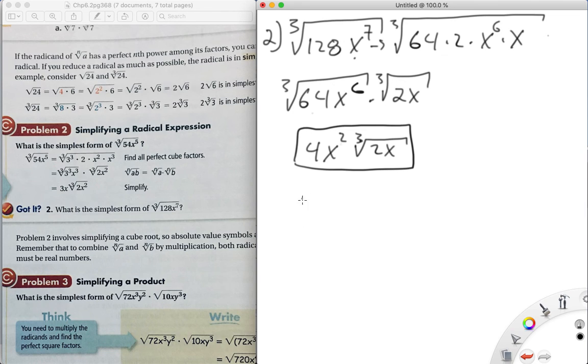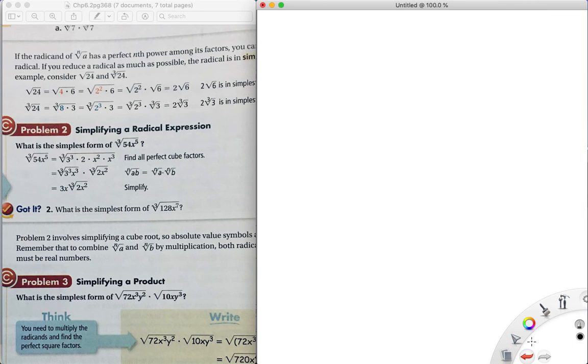Again, I did sort of a guess and check to get the 4 times 4 times 4. Most of these are not going to be higher than, like, 2 cubed, 3 cubed, 4 cubed. Rarely will you see a 5 cubed in these problems.